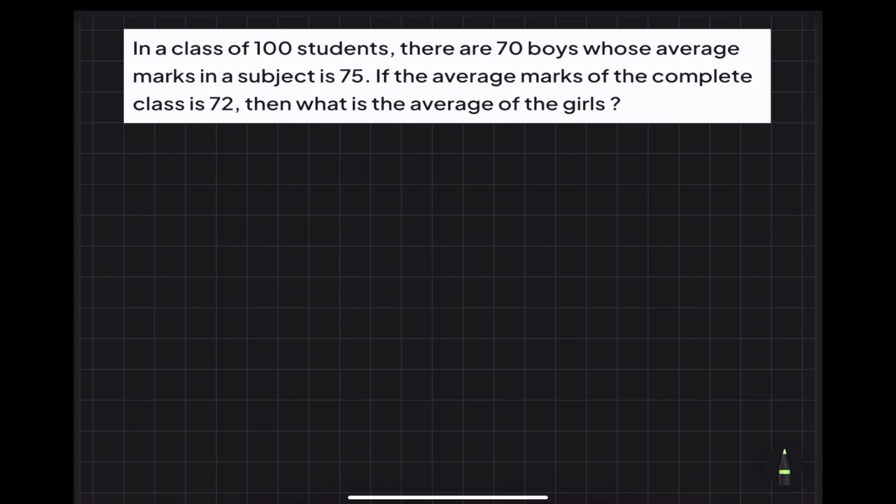So, we got a wholesome new problem in which we have a class of 100 students. There are 70 boys whose average marks in 7 subjects is 75. So, number of boys is 70 and average marks is 75. So can I say that the number of girls will be 30 as there are only 100 students?